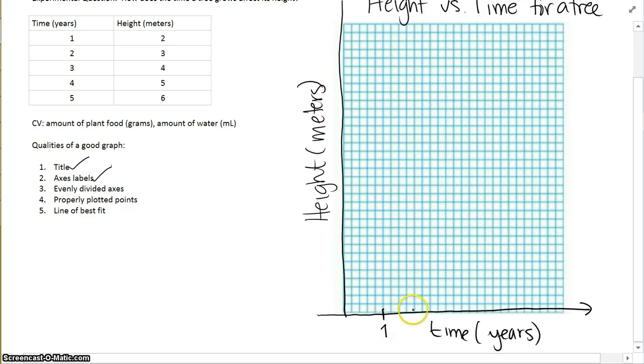1, 2, 3, 4, 5, and there's 1. 1, 2, 3, 4, 2, 3, 4, 5. So now I've used most of that side of the graph.